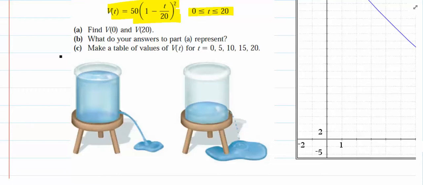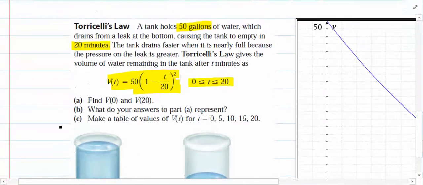So our first objective here is to answer part A, find v of 0 and v of 20. Now, without even looking at a graph, you should be able to interpret these answers based on the clues given to us in the word problem. Find v of 0 and v of 20. Well, v of 0, that's the volume of water at time 0. How much did we start with from the beginning? We know that that answer is 50 gallons.